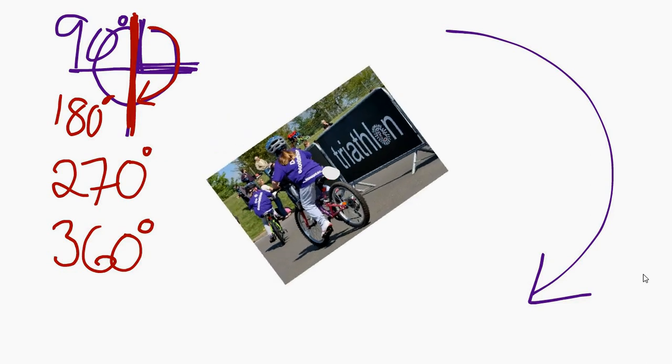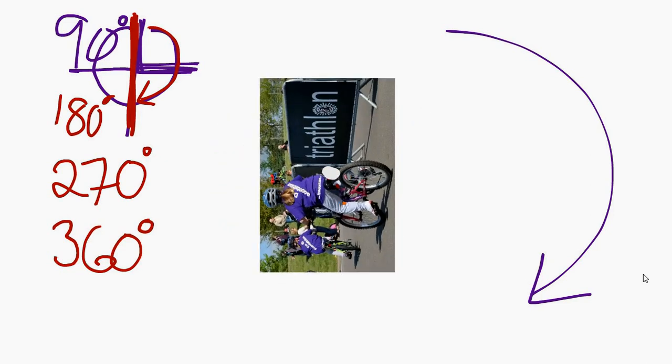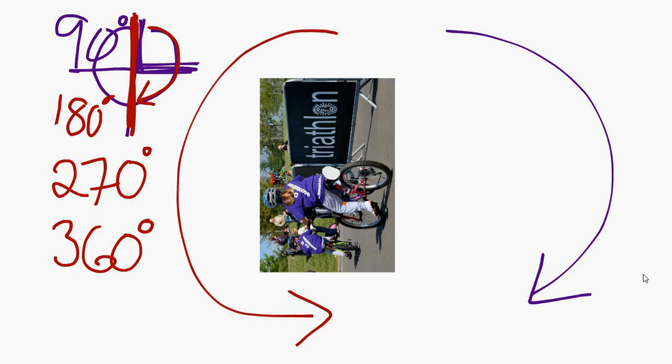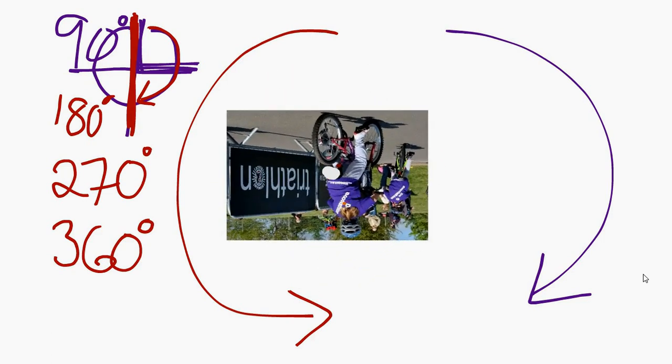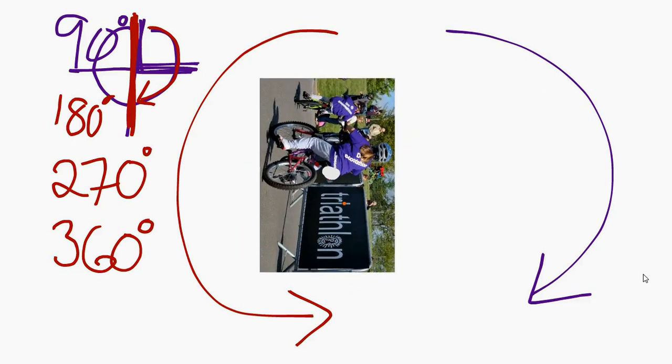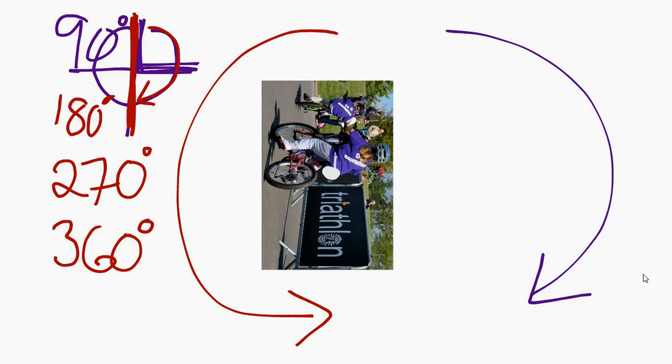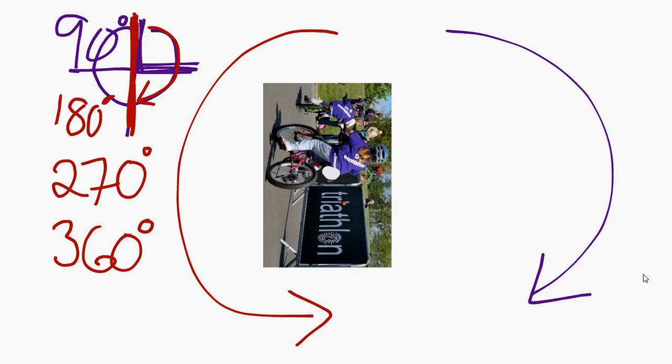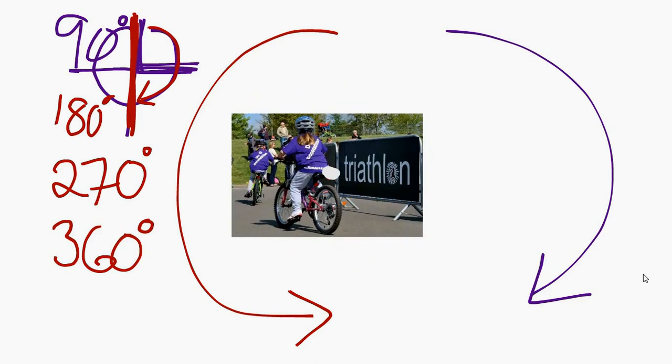And of course we can go the other way. So you're actually seeing it rotate now. So we've gone 90 degrees, and this time we've gone anti-clockwise. So let's do 180 degrees, going anti-clockwise. You can see it actually turning 270 degrees anti-clockwise, and 360 degrees.